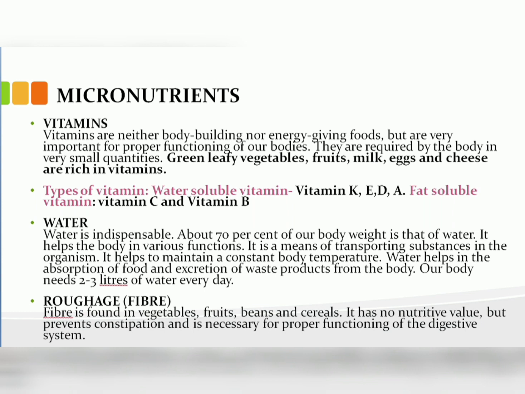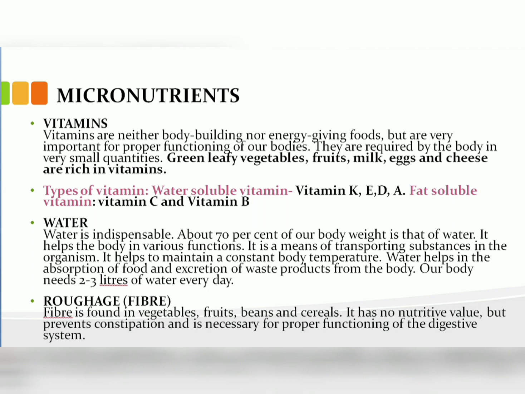Coming to the other type of micronutrients: vitamins, water and roughages. In that, particularly we will discuss vitamins. Vitamins are neither body builders nor energy giving food, but they are very important for the proper functioning of our bodies. They are required by the body in small quantities. You are going to get these vitamins in green leafy vegetables, fruits, milk, egg and cheese, which are rich in vitamins.